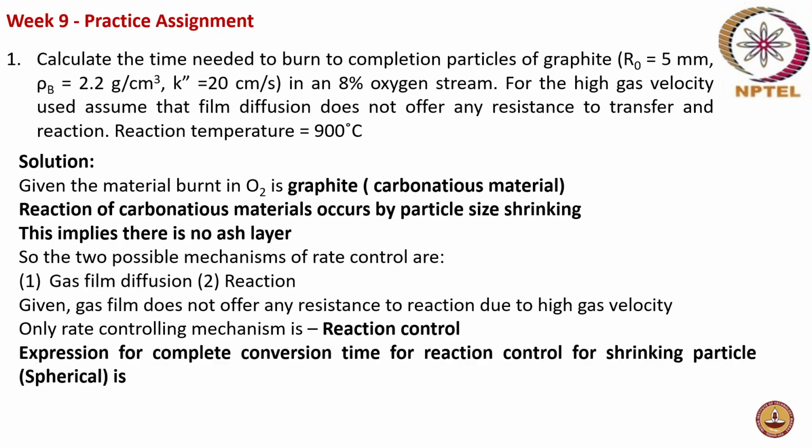So, what is the expression for complete conversion time for reaction control for a shrinking particle? Since they have given the radius as 5 mm, we are considering it to be a spherical graphite particle. The expression for complete conversion is tau equals rho_b times R divided by b times k double prime times C_AG, where rho_b is the density of the solid, R is the initial radius of the solid, b is the stoichiometric coefficient of the solid particle, k double prime is the specific reaction rate constant, and C_AG is the concentration of the fluid stream.